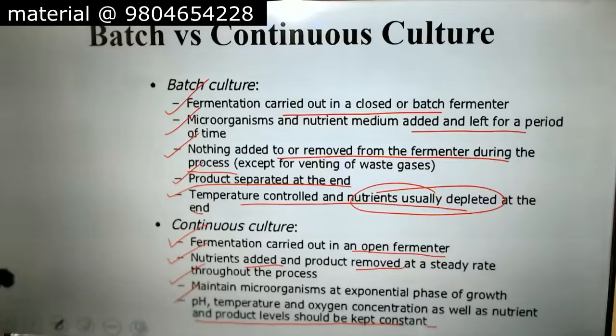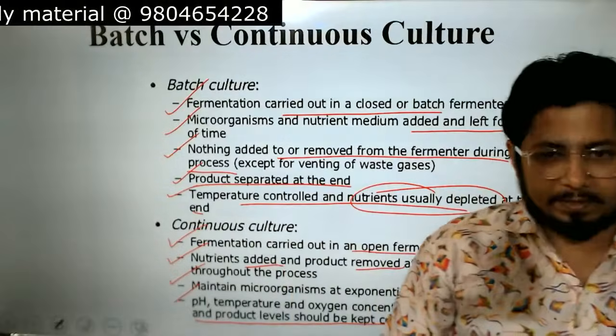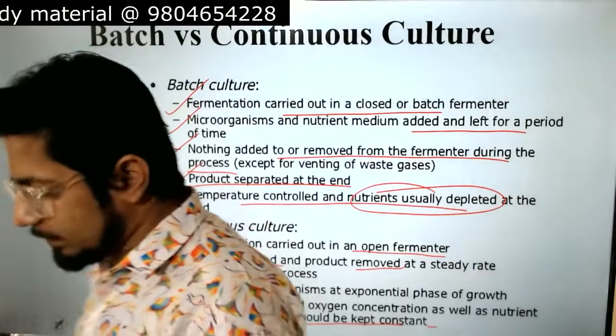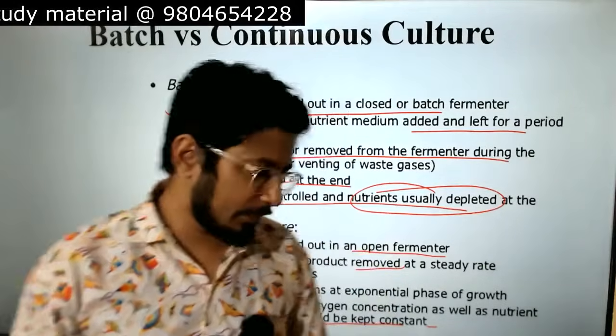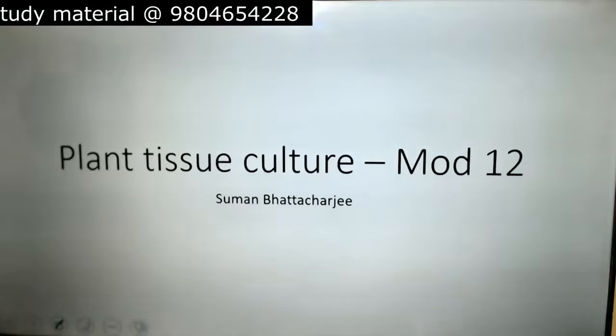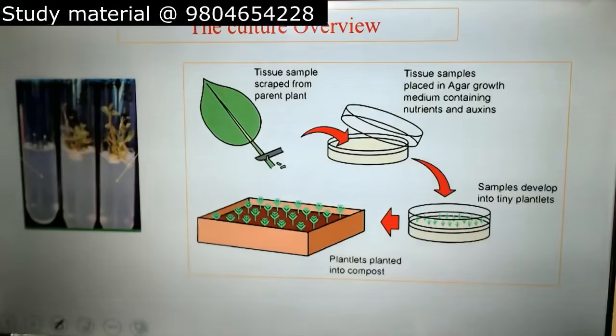So that concludes our understanding of different types of fermentation process. Okay, batch, fed batch, and continuous. What is the similarity? What is the difference between batch, fed batch, and between batch and continuous? Now we are going to talk about the third topic of Unit 12, and that is plant tissue culture.